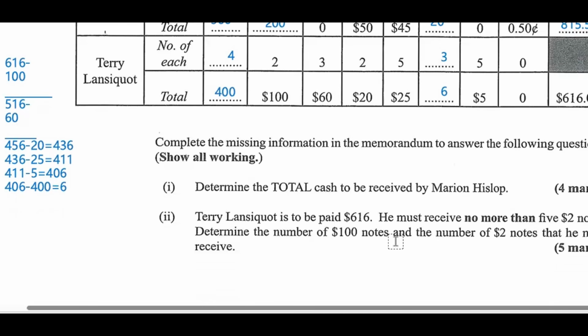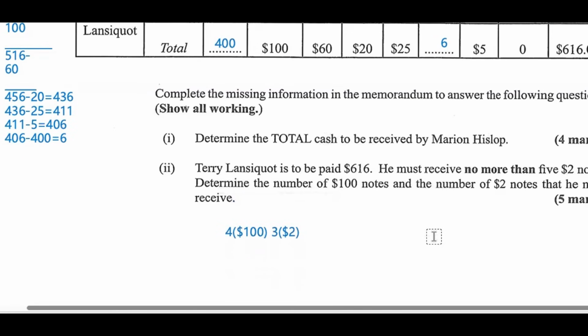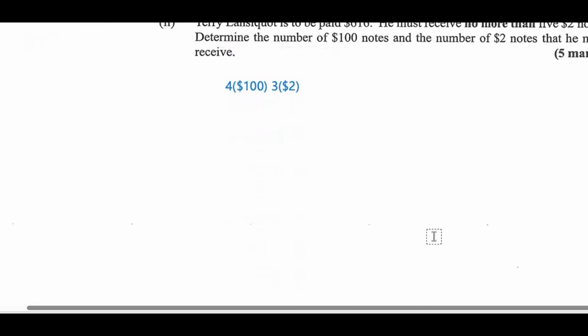Determine the number of $100 notes is 4. So at the bottom here, you'll put the 4. So you can put 4 $100. And determine the number of $2 notes, you would have gotten 3 $2. That's 9 marks for that question. Right, let's go to the other question.